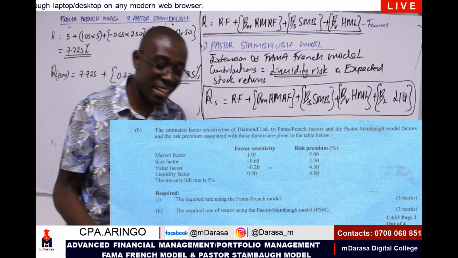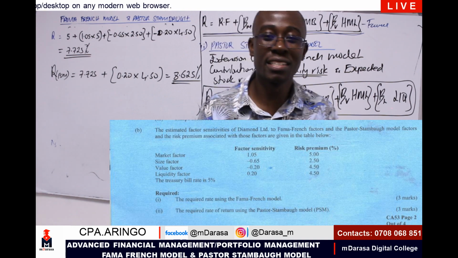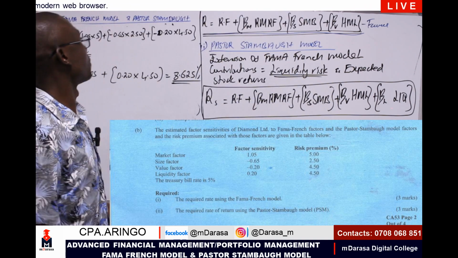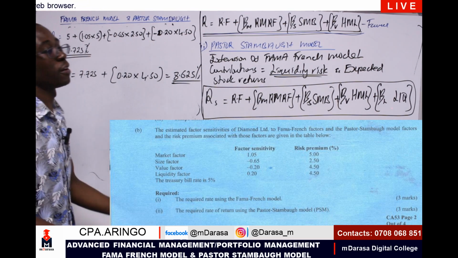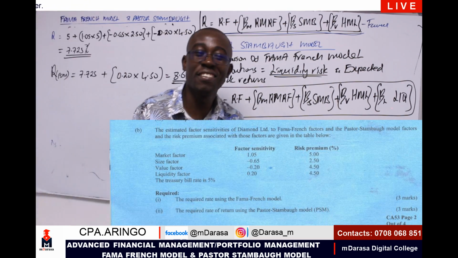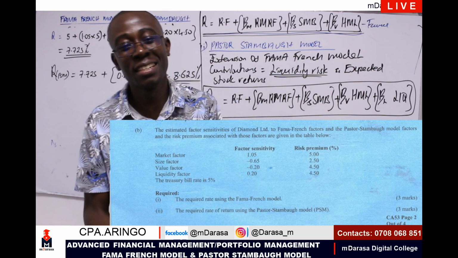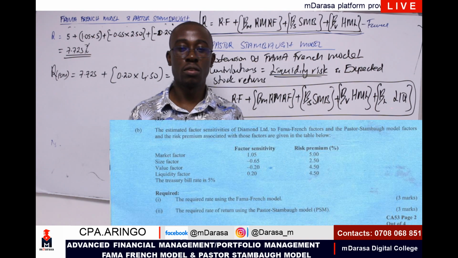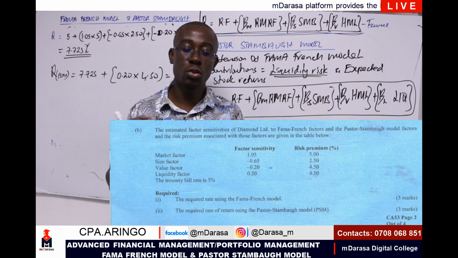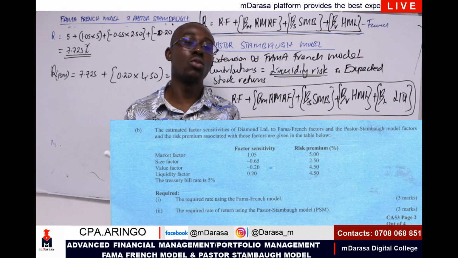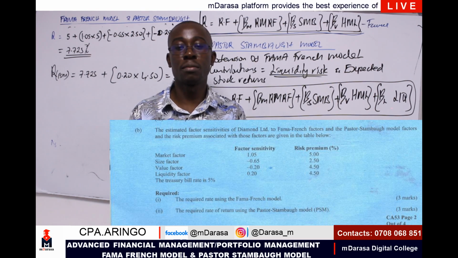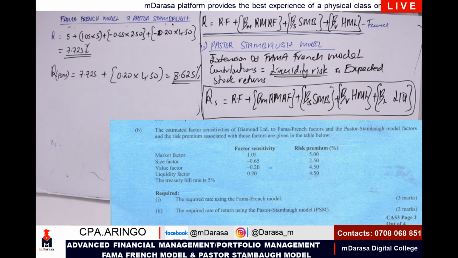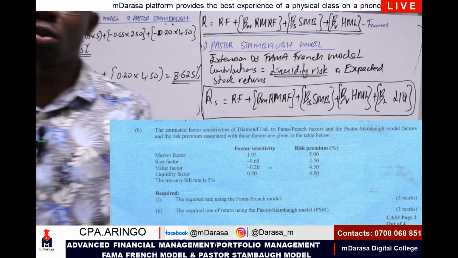So is there any difficulty with these two models? You've all been hearing aspects of the Pastor-Stambaugh model and the Fama-French model. Is there any difficulty in that concept? Mwalimu has clearly tried to give us the whole concept of these two, so that by the time you're through with this video, I'm very sure there's no question that might come in relation to that and you find a challenge. So basically that is what you're required to do.